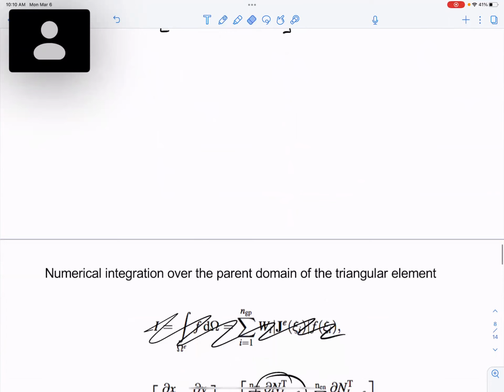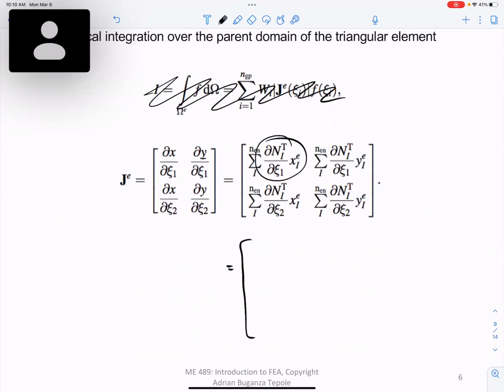So this one is going to have the same structure as this, right? So this one is just x1 minus x3 of the element. This one is going to be y1 minus y3. This one is just x2 minus x3. And this one is just y2 minus y3. Because again, we have the shape functions in terms of psi1, psi2, just take derivatives and then sum with the nodal values.